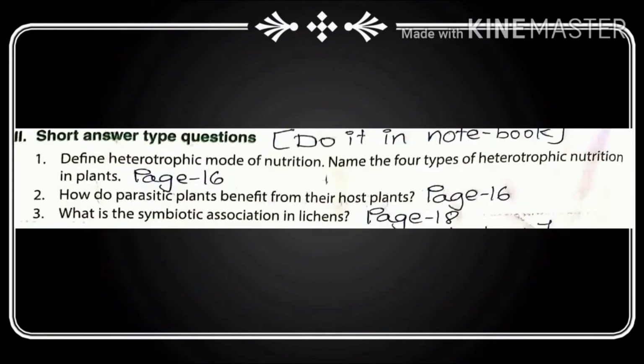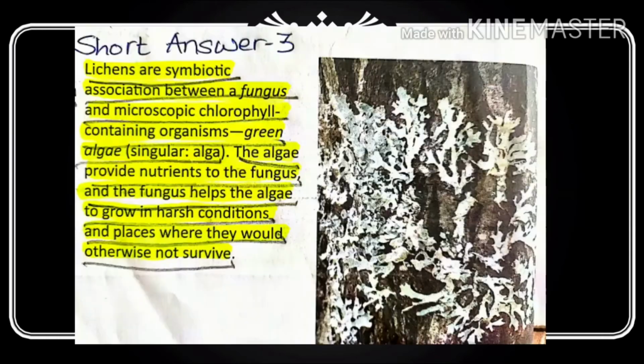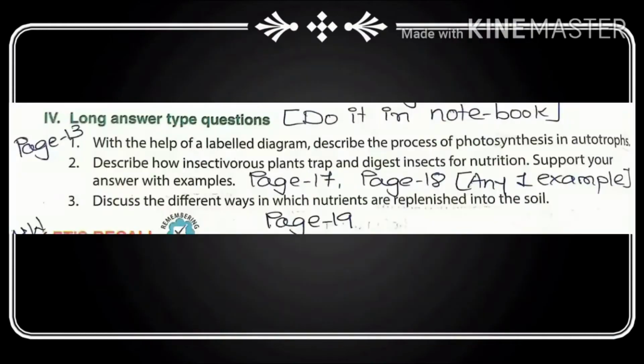Now the third question is, what is the symbiotic association in lichens? For that take out page number 18. At the end of that page you can see the example of symbiotic association is discussed, that is our answer. So this highlighted part you have to write down.